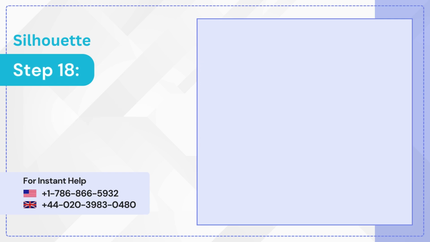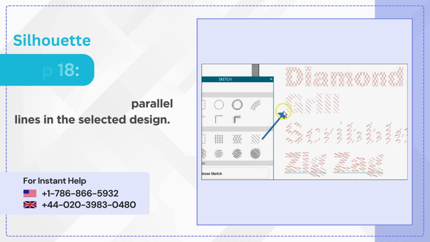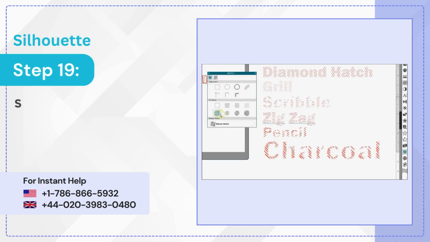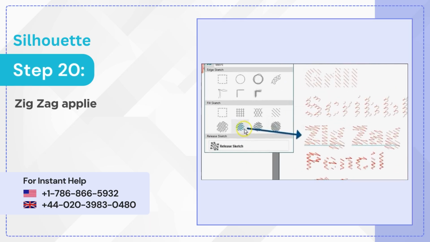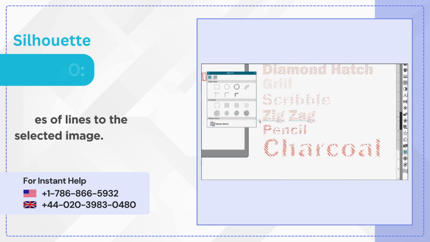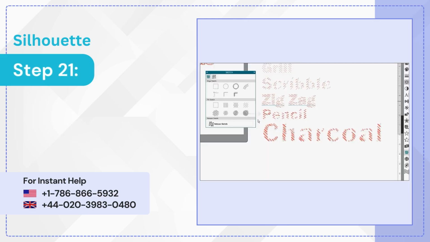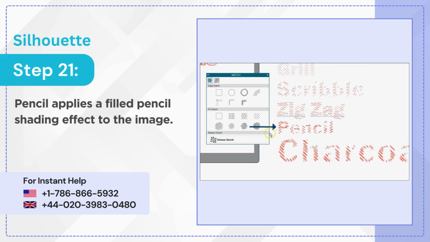Step 18. Grill applies straight parallel lines in the selected design. Step 19. Scribble applies a filled scribble loop pattern. Step 20. Zigzag applies a zigzag series of lines to the selected image. Step 21. Pencil applies a filled pencil shading effect to the image.